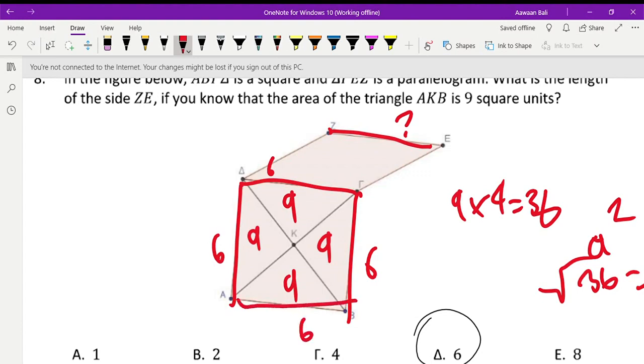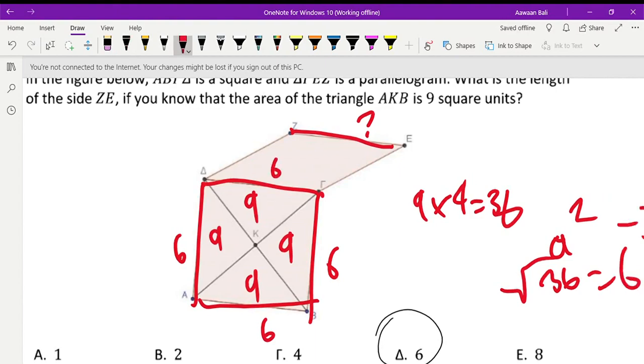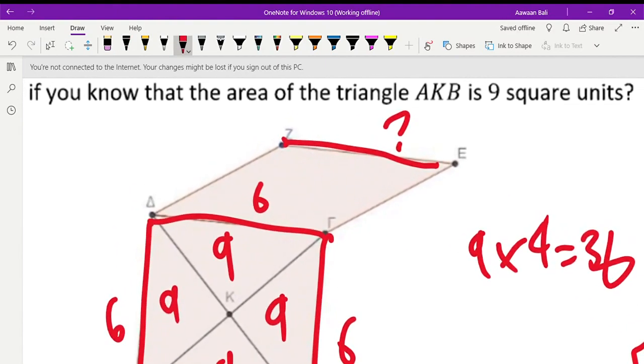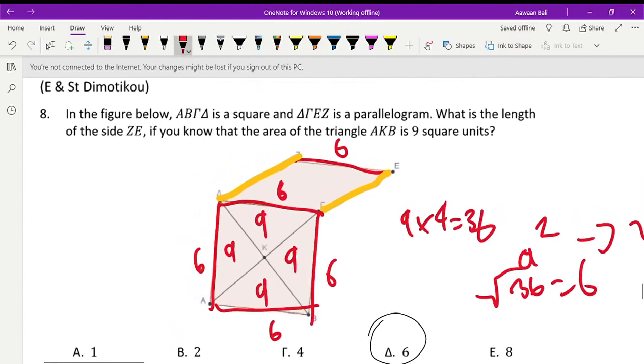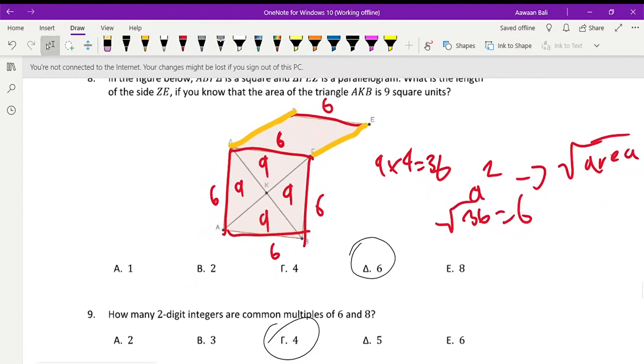However, now we have this parallelogram. If we focus on the upper side, that's 6. We know that in a parallelogram, opposite sides are equal. Basically, what we're saying here is that we know this side is equal to this side, and the 2 red sides are equal to 2 red sides. And since we know this one is already 6, then we know this one will also be 6. So therefore the answer is delta, 6.